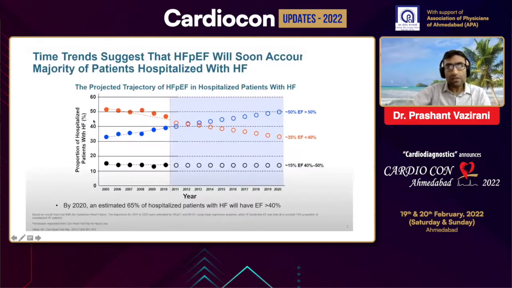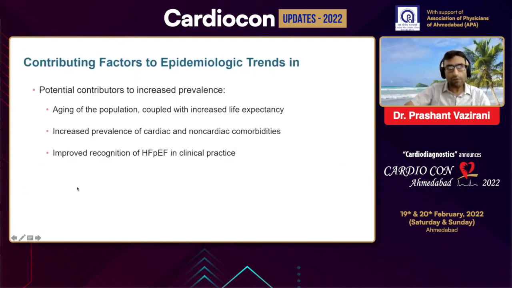So nowadays, if you see, there is a trend of decreasing patients of HFrEF and increasing patients of HFpEF, which is now almost 50% of patients of heart failure are actually HFpEF. So why is this happening? Because of aging of the population coupled with increased life expectancy thanks to the healthcare model. Now more number of patients are having access to healthcare. Also increased prevalence of cardiac and non-cardiac comorbidities, and also improved recognition of HFpEF in clinical practice, because the number of physicians and other medical personnel are now coming to recognize HFpEF.